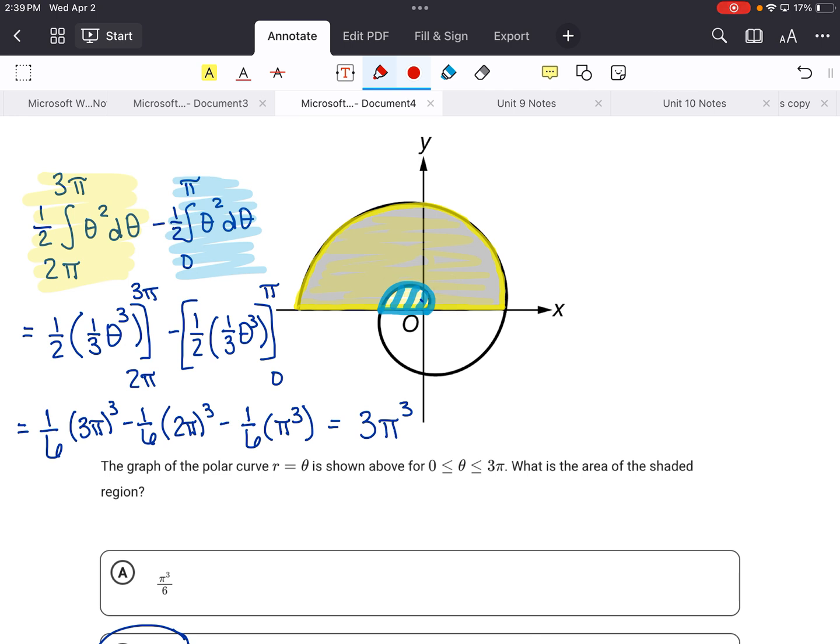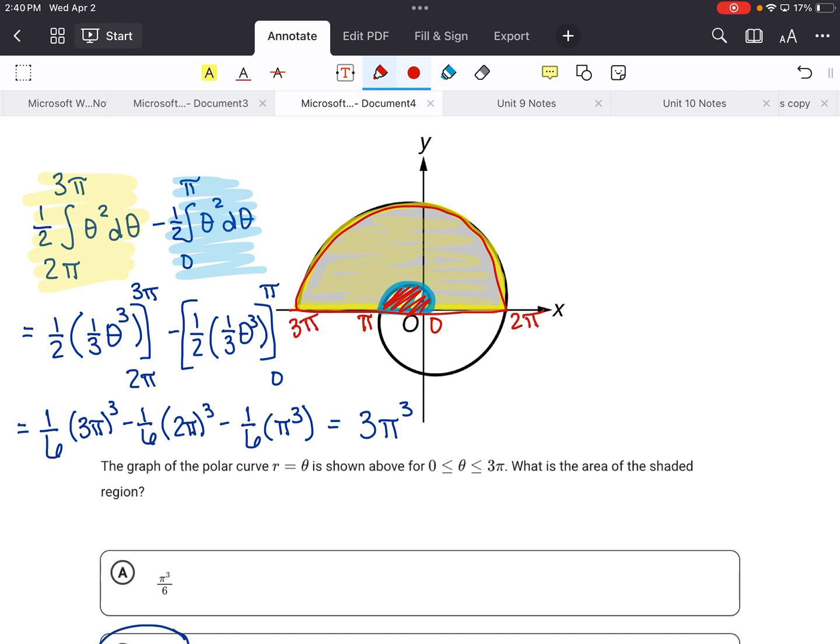I need to do this part minus this little hole. Okay, so where does the outside part start and stop? It starts, okay, this is 0, this is pi, this is at 2 pi, and this is at 3 pi.